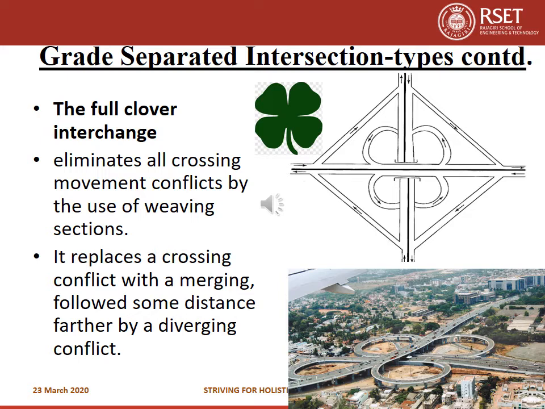In this figure, you can see a full cloverleaf interchange in Chennai. Here, vehicles moving through elevated roads take loops and change directions. So, there won't be any crossing conflicts.